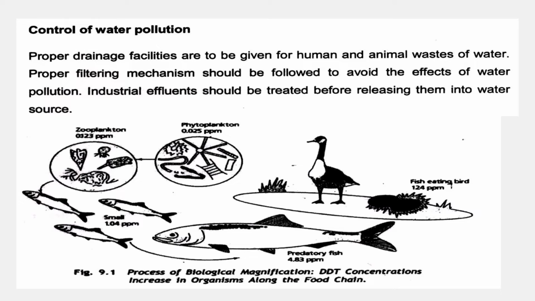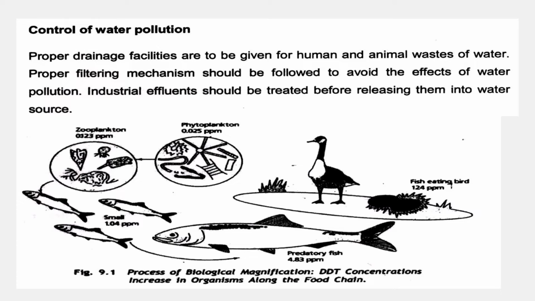Now we are going to learn about a topic, biological magnification. Right? Now see the first diagram, zooplankton. The small animals are called zooplankton. Okay. The next one, phytoplankton. There is a number given, 0.023, and here 0.025 ppm, parts per million.